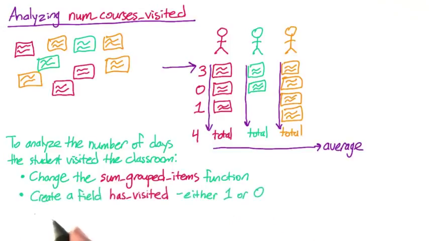Alternatively, I could create a new field in the data called hasVisited that is either 1 or 0. It's 1 if the student visits the classroom at all on that day, and 0 otherwise. If I do this, I could call the same SumGroupedItems function that I've already written to add up these numbers, and what I would get is the total number of days that the student visited the classroom. This second way is the way I would prefer to use, but either one should work.